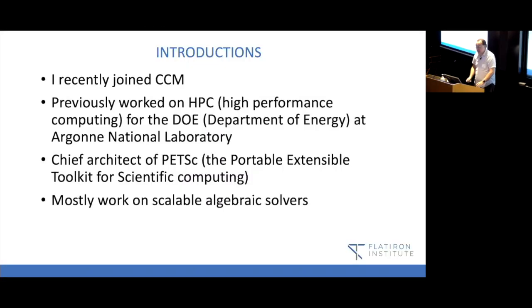I worked at Argonne National Laboratory for most of my career, largely working on the PETSc software system, and much of my research is focused on scalable algebraic solvers. I would say in a few weeks I'm giving a really gentle introduction to PETSc at the CCM Wednesday morning seminar, so anybody who's interested is welcome to join that.